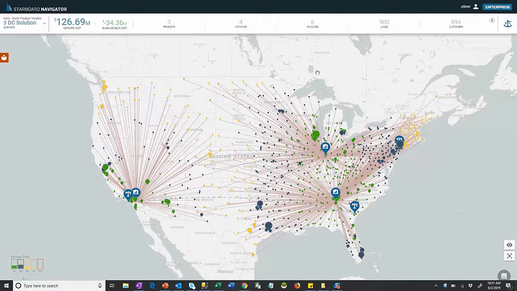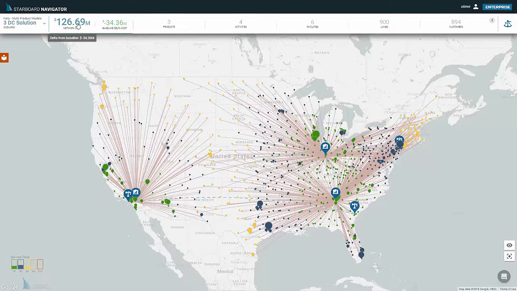Starboard believes that your analytics should be at your fingertips. We're going to show you a few places you can go to get answers to your questions. The primary area is up here at the scoreboard. You'll see the total cost for your network and the difference from the baseline.